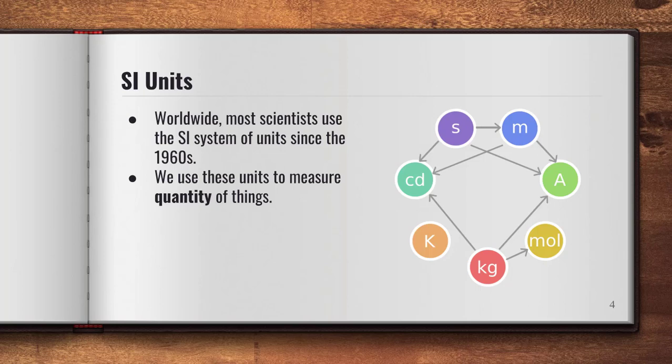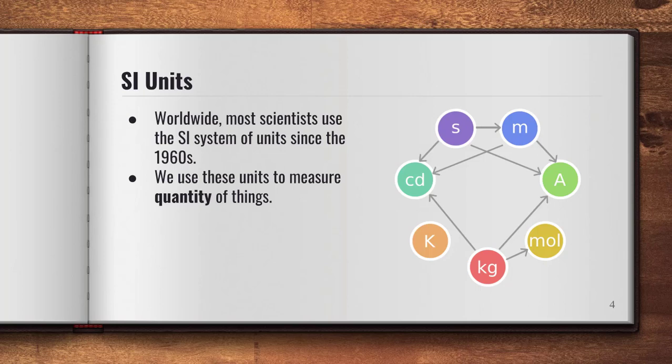the system of measurement that nearly all scientists in the world use, and that's known as the SI system of units. It's French for something like Système International. Basically, it's the international system. It's very similar to the metric system. There are a few small differences between the two.